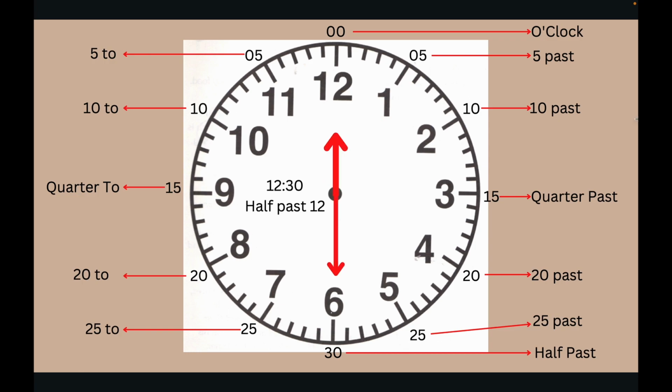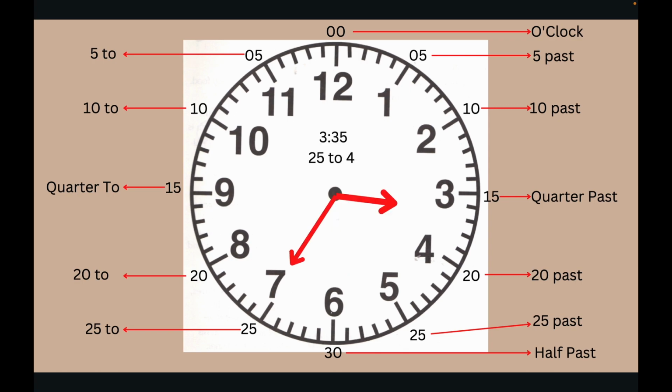And then when we have half past, this again in America would be 12:30 a.m. or p.m. In the UK, we say it's half past 12, meaning it's 30 minutes, which is half of the clock, half past 12.